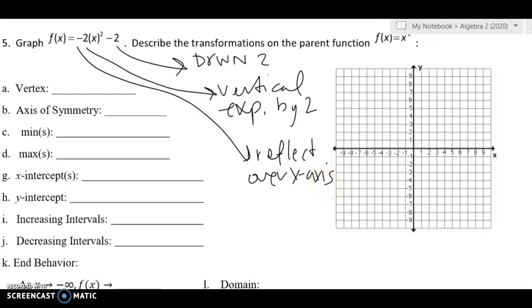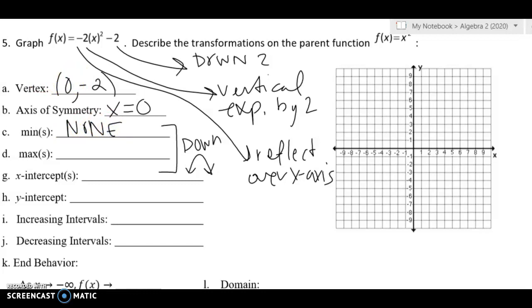And then my vertex comes from the inside. I technically don't have anything on the inside, so I'm going to make it a 0, comma negative 2. My axis of symmetry is x equals 0. This graph is negative in the front, so that means it's opening downward. If it's opening downward, it looks something like this little graph I made you. That means that it has no minimum, only a maximum. The maximum is also going to be the same as the vertex, so 0 comma negative 2.